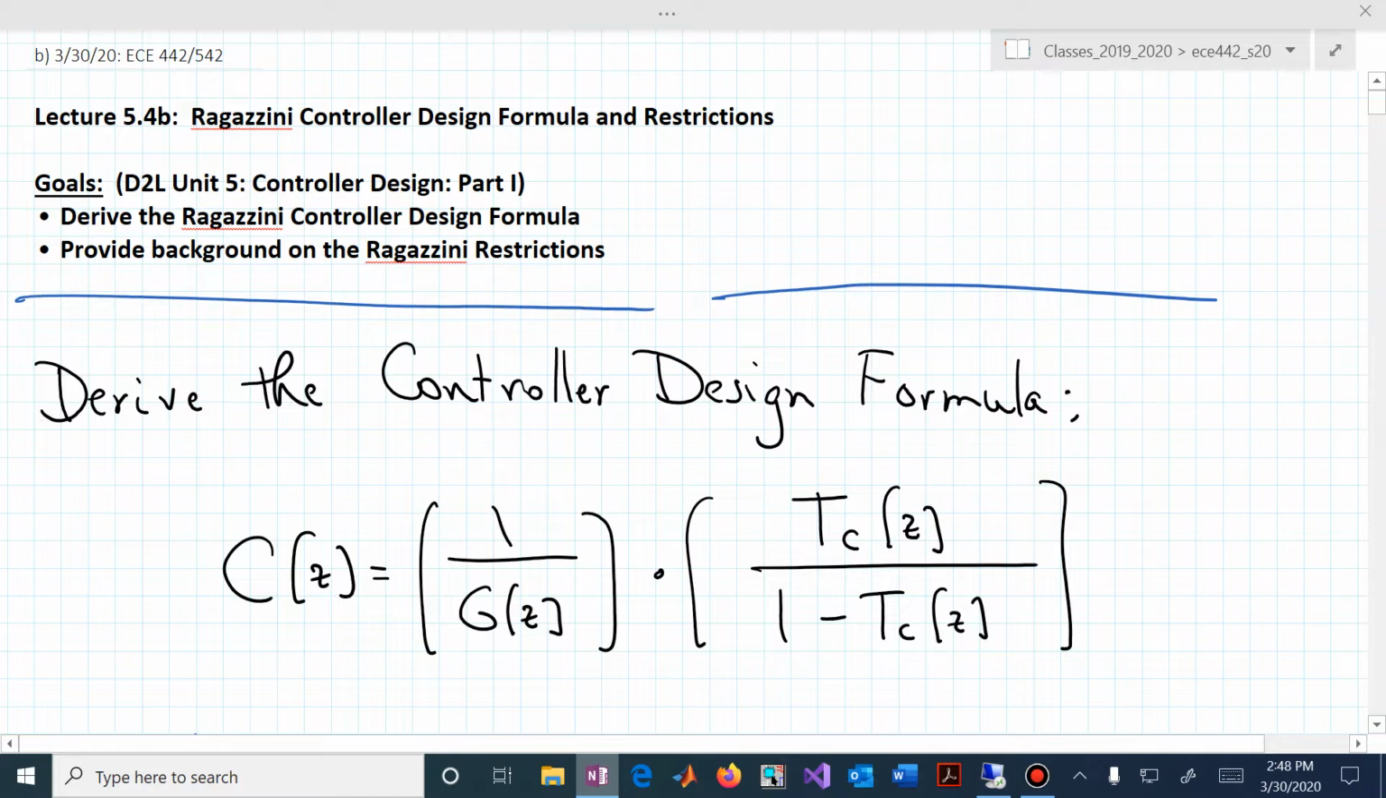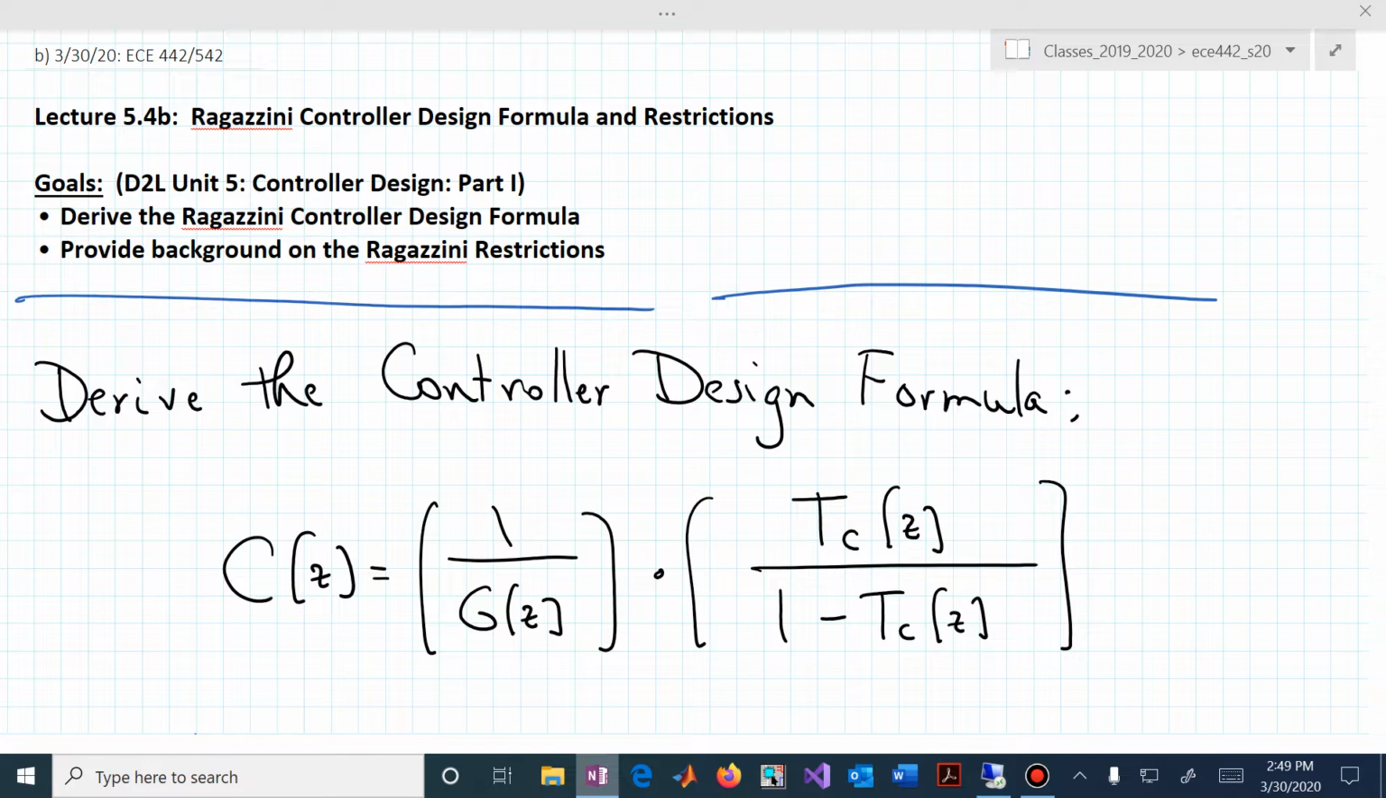This is lecture 5.4, and in this lecture we have a couple of goals. One is, where did this formula or expression to create the controller come from? Let's now derive that so that you have an understanding of where we're coming up with this particular expression or formula. And then we'll try to provide a little bit more background on why we have these restrictions in our Ragazzini design controller approach.